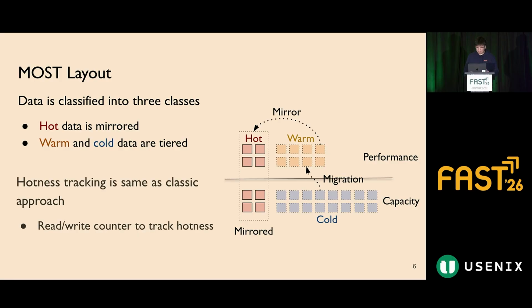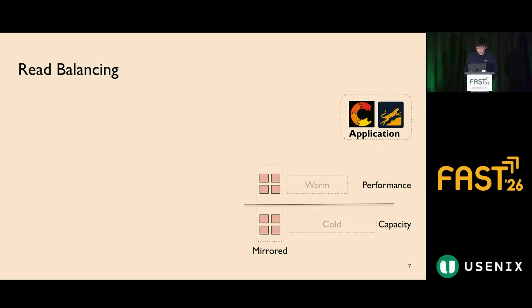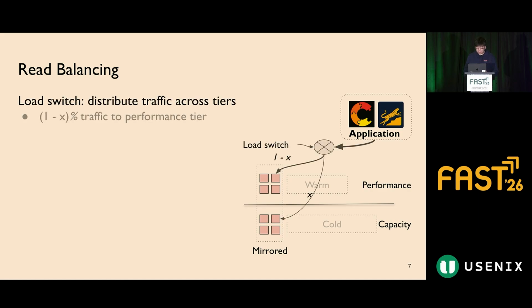By using the hotness information, we are able to know the hottest data in the system and mirror it across tiers. I will then show you how to use this small amount of mirrored data to achieve fast load balancing for reads. We introduce a component called the load switch, which is responsible for distributing the traffic across two tiers. The behavior of this load switch is defined by a variable called the offload ratio, which is X here.